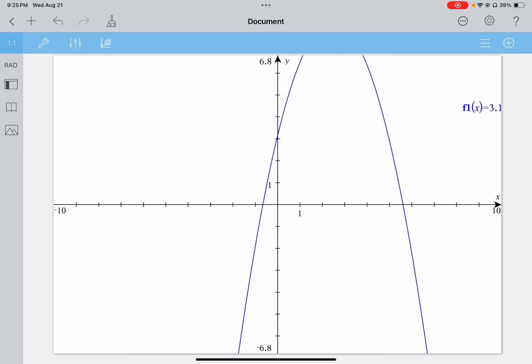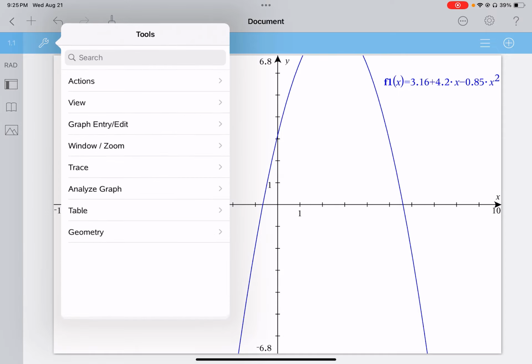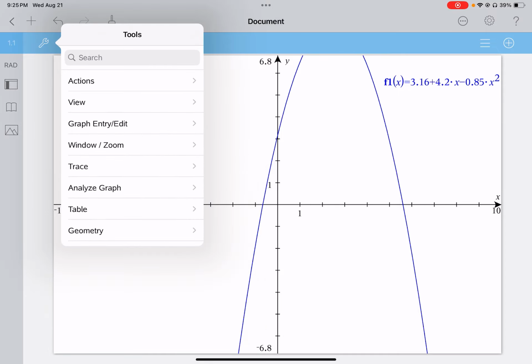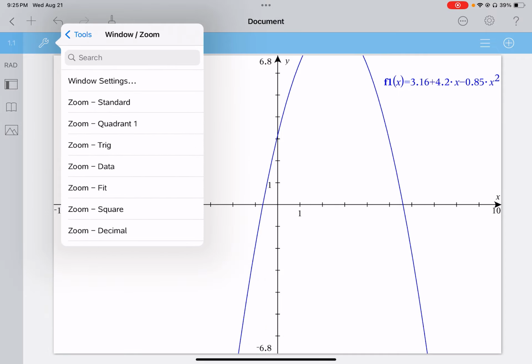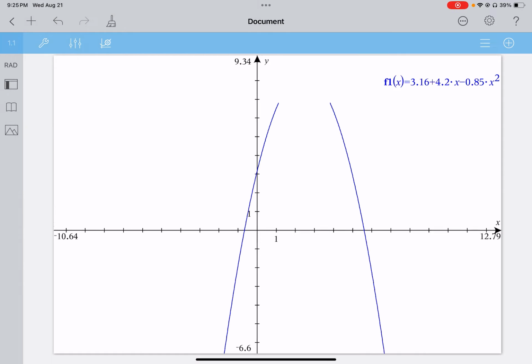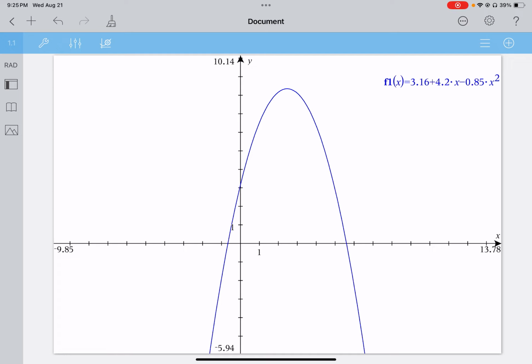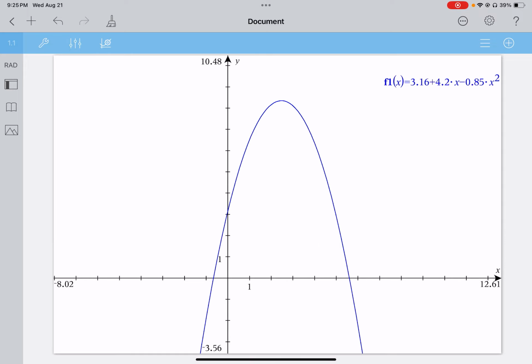Now notice that I can't see the top of my graph, so I'm going to need to zoom out. Now my calculator interface looks different than the handheld calculators we have in the classroom. But what you would do is go to menu and then Windows Zoom and then zoom out. I don't have that because for mine I can just pinch out like you would on a cell phone. But for you, you would do menu zoom and then zoom out. And you want to zoom out until you can see the top of the graph.